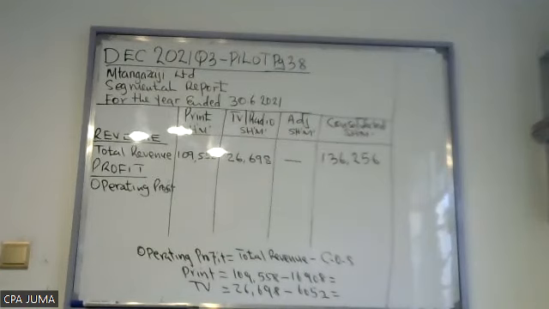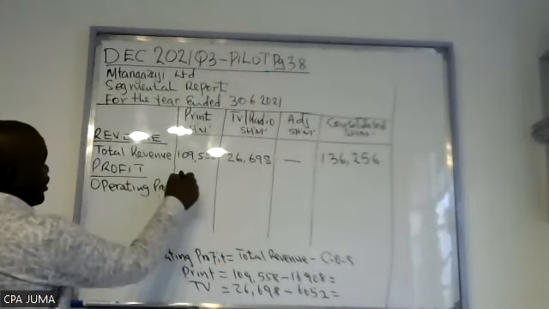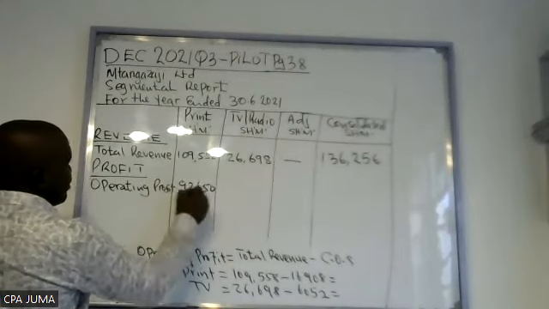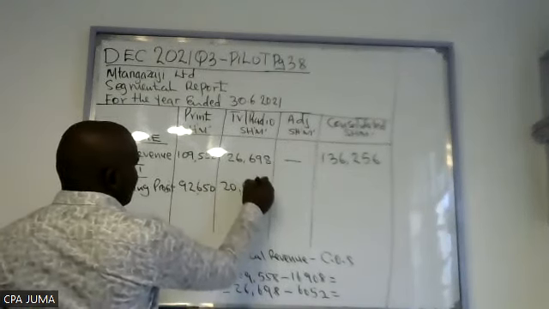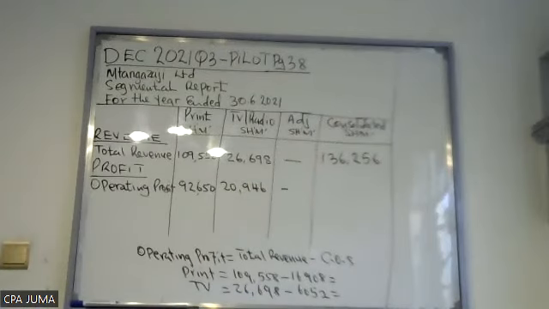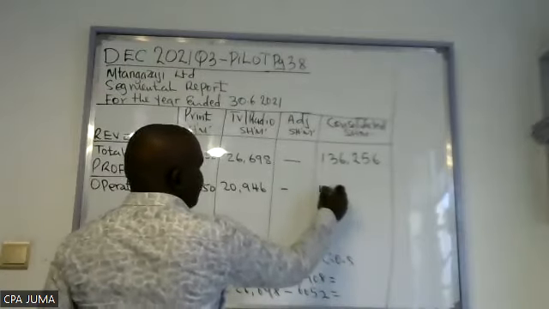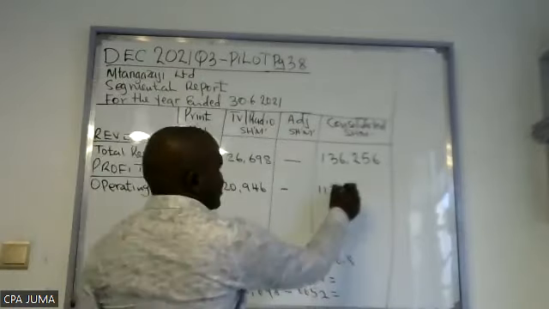I can see answers. 92,650, so bring it here. Then the other one is 20,946. Give us the total consolidated. So you add the two. Here, 113,596.